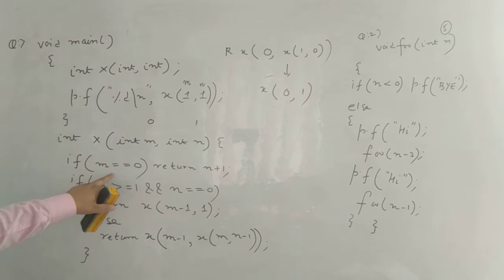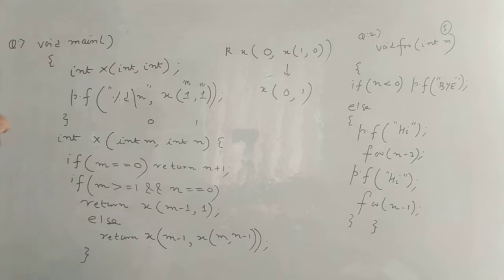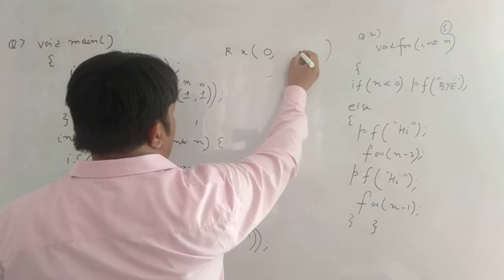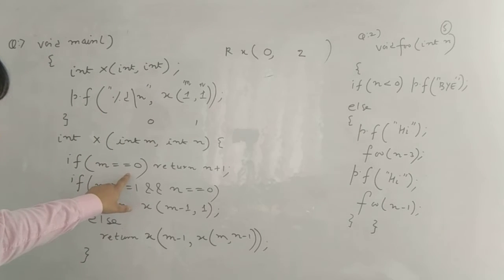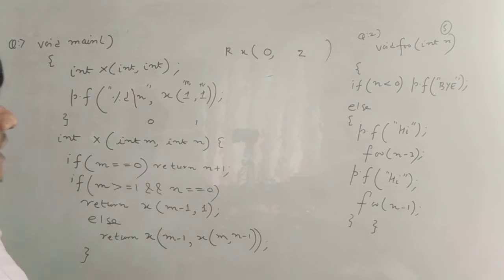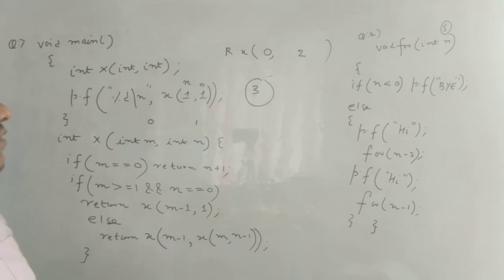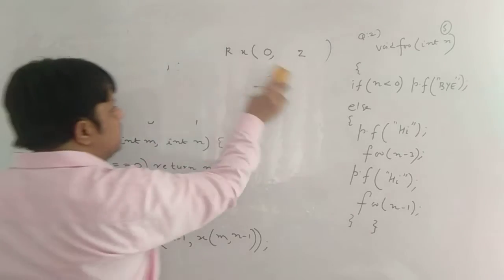Now when you call this function 0 comma 1, this condition is true, so return n plus 1. So this function returns 2, and 2 is stored here. Now you are calling x(0, 2). When you call x(0, 2), m is equal to 0. This condition is true, so return n plus 1. 2 plus 1 is 3. Right guys? So the answer of this code snippet is 3. Now moving on to the next question.